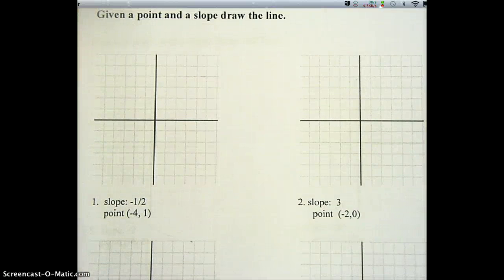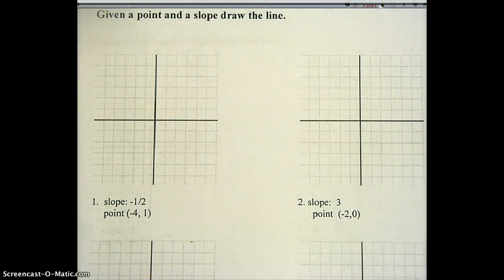In this video, we're going to talk about how to work on your second worksheet of the day, which is asking you to draw the line given a point and slope. So our goal is to draw a line with the point and the slope that they tell us. In our case, our slope is -1/2 and our point is (-4, 1).